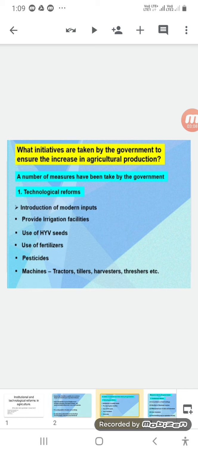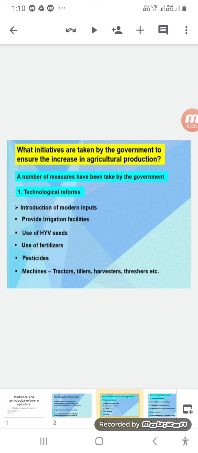What are the technological reforms? What reforms were made in the technological field? First, modern inputs were introduced in agriculture to increase the yield and the productivity from the land. Firstly, it provides irrigation facilities. The government is trying to give irrigational facilities also to those areas which have scarcity of irrigational facilities, like the arid and semi-arid regions of India, in the form of wells, tube wells, and canals, like the Indira Gandhi canal.